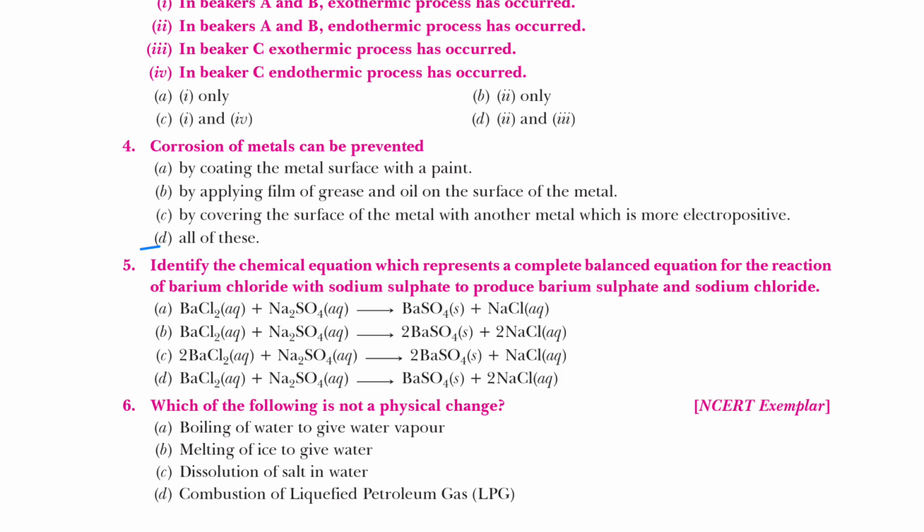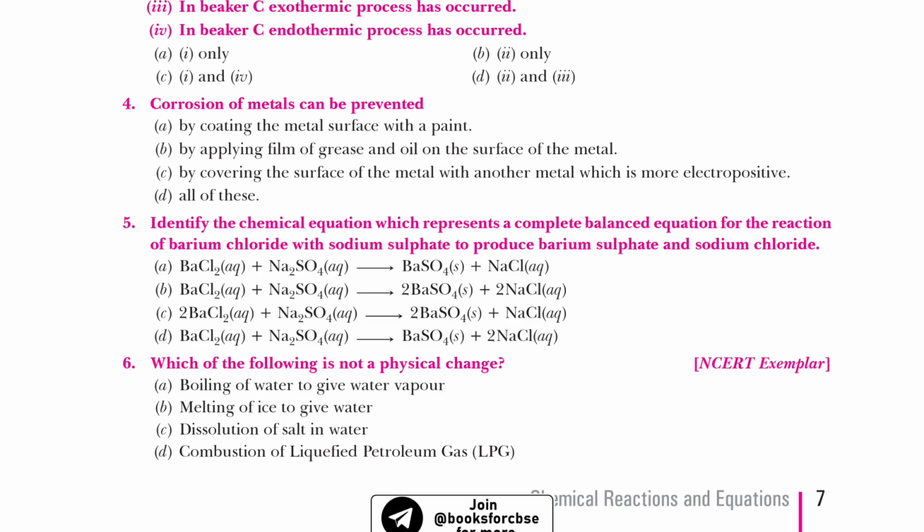Question number five, which of the following is a balanced equation with the proper abbreviations of chemical equations? So option D is correct. If you balance BaCl2 plus Na2SO4, they give 2NaCl. According to the valency, barium has a plus 2 charge. That's why, to balance this positive 2 charge on the product side, we can use 2 moles of NaCl.